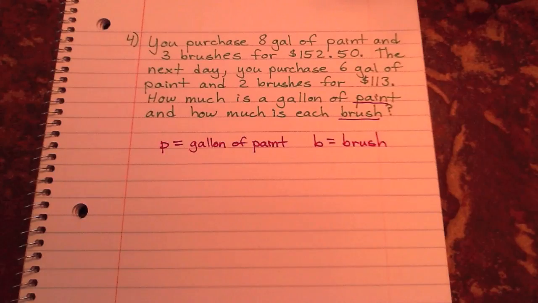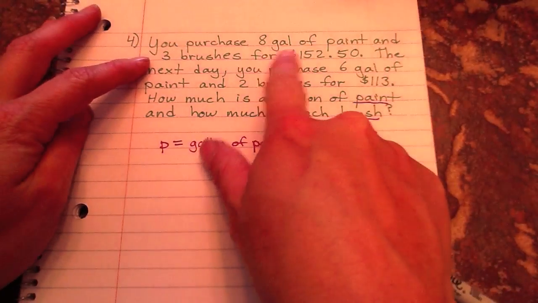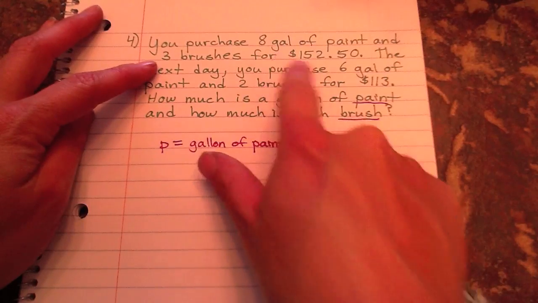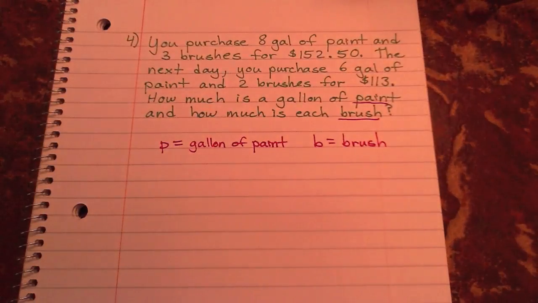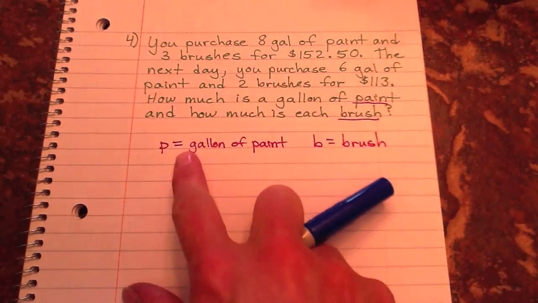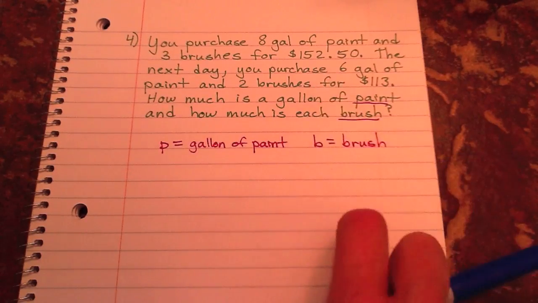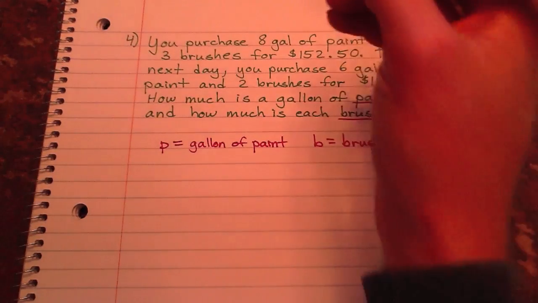Now you want to look for your two sets of information. A little bit different this time. Notice here they're saying that you bought 8 gallons and 3 brushes for that total. It's not telling you how much a gallon is or how much a brush is. So it's a little bit different than the last problem we went through. What you're doing this time is you're saying, okay, well I know I had 8P and 3B that equaled that total. So there's your first equation.